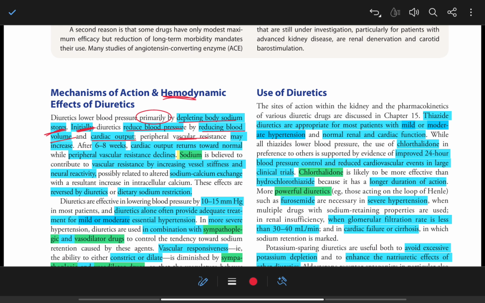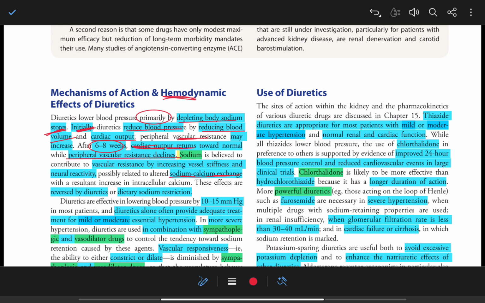Then after about 6 to 8 weeks of taking this particular diuretic, the cardiac output will return back to normal. However, the peripheral resistance will now decline, because by this time your body sodium has decreased drastically. It has decreased drastically by the diuretics you are taking. I know sodium is usually coupled with calcium. There's a particular channel that is called the sodium calcium exchange channel.